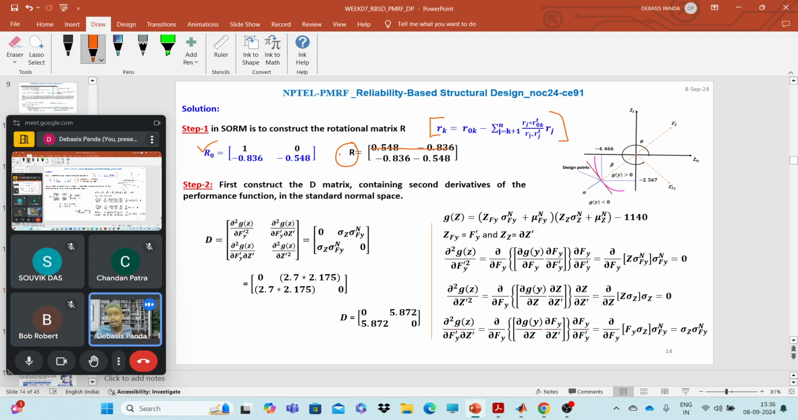Now, once the R matrix is formed, we need to calculate the D matrix, because we need to formulate the A matrix, which contains the D matrix too. Now, what is the D matrix? D is nothing but the second derivative of the performance function in the standard normal space. You need to differentiate the limit state function twice. Here the partial derivatives are done, and we can see only the cross term remains, the remaining terms are 0. So we have the D matrix.